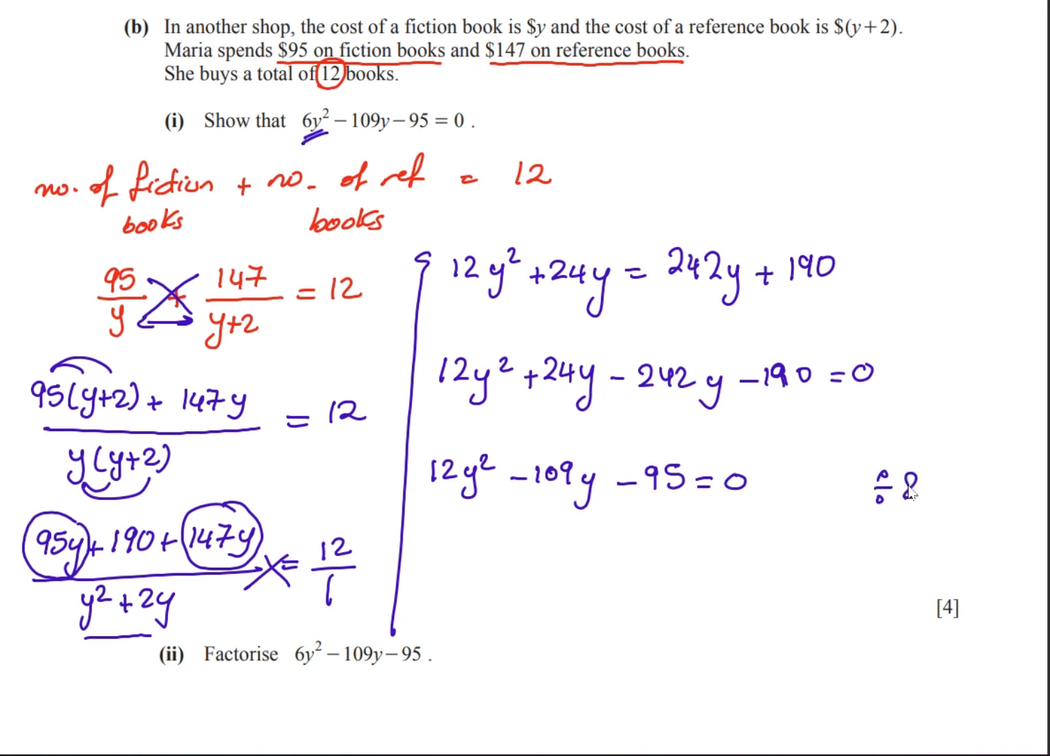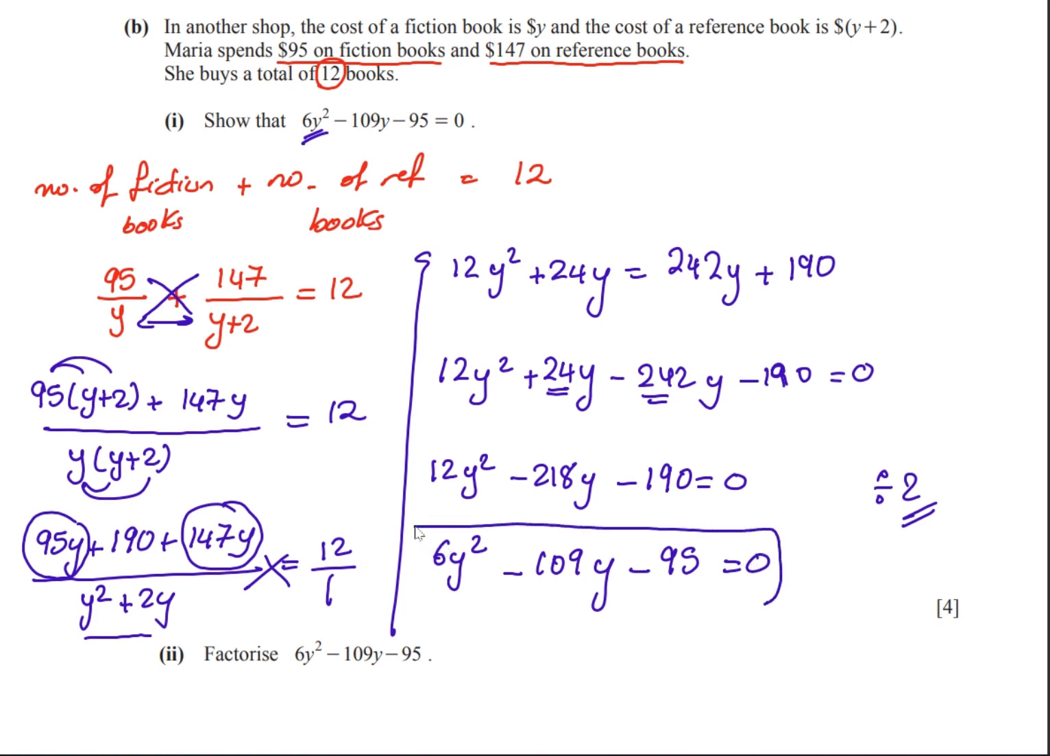So I will divide the whole equation by 2. So 6y squared minus, no, 24 minus 242 will be negative 218, and when we divide it by 2 it will be 109. Y minus, and this also I divided by 2 first, in my mind, sorry. Minus 95 equals 0, and this is the final answer.